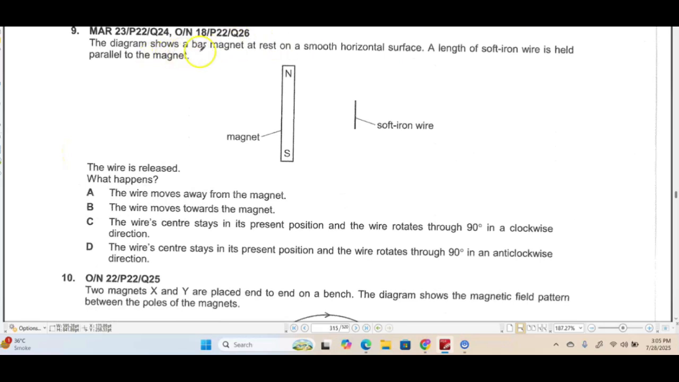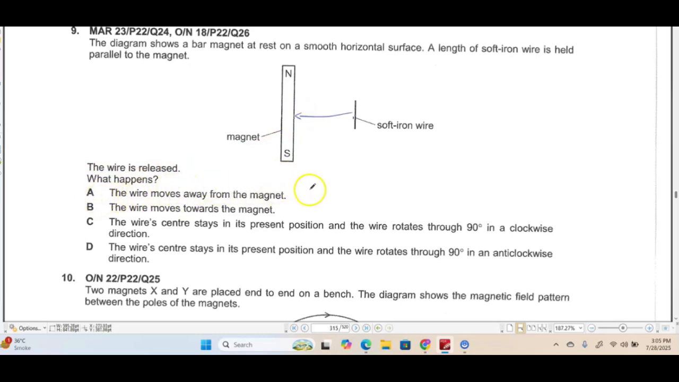Question number 9. The diagram shows a bar magnet at rest on a smooth horizontal surface. The length of soft iron wire is held parallel to the magnet. The wire is released. What happens? Obviously, this is a soft iron wire. This is a magnet. So, what is going to happen is that the wire obviously is going to get attracted to the magnet. So now we'll look at the options.